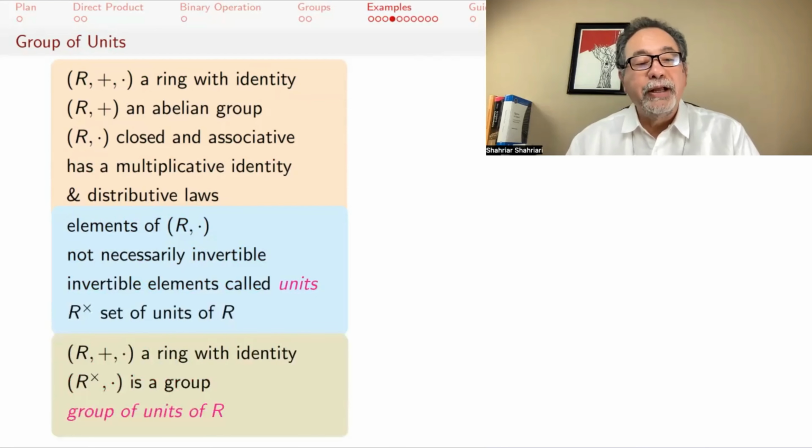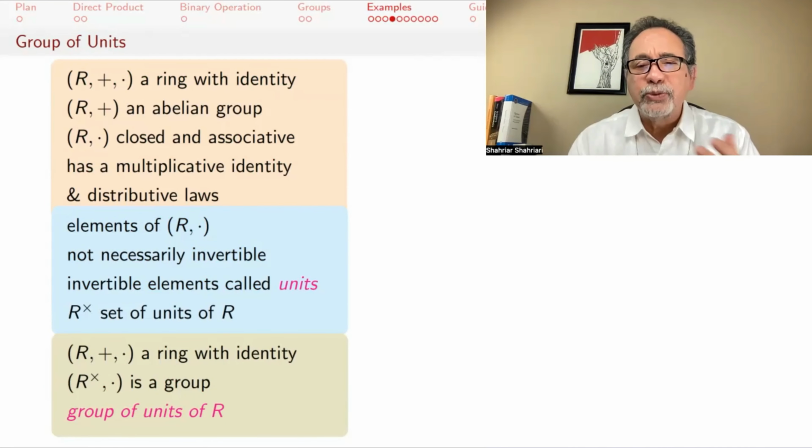of units of R. I have given examples in my videos on the general linear group as well as on integers modulo n. You're welcome to look at that, or you're welcome to try to prove this yourself. It's actually not that complicated to prove that this is a group.